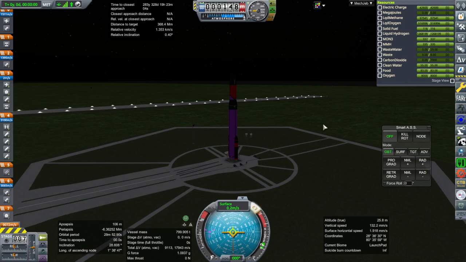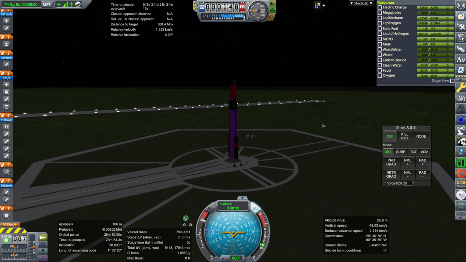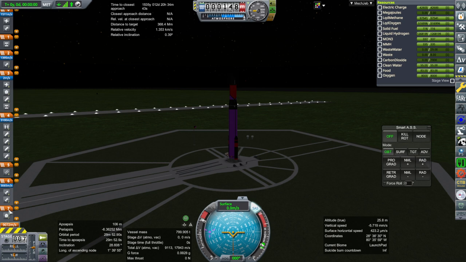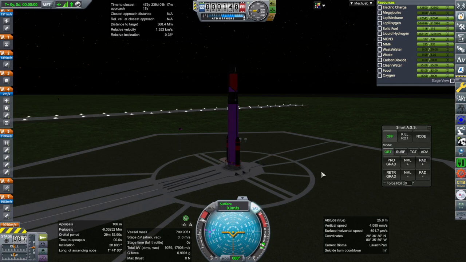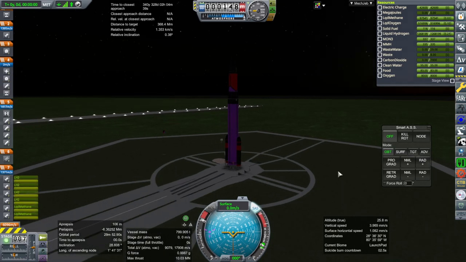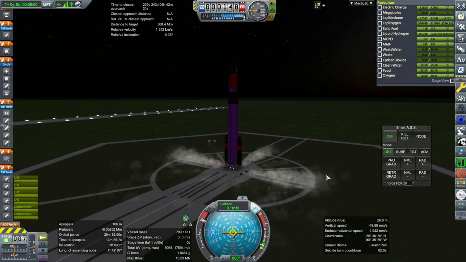Okay. Here we go. SAS on. Throttle is up. It's wiggling a bit. That's not what we want to do first. Alright. Ignition. And launch.